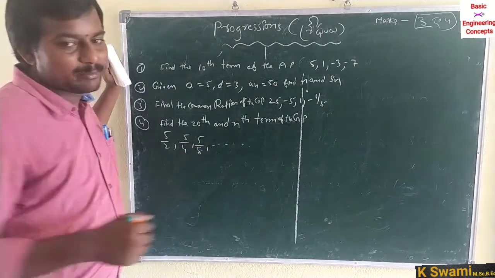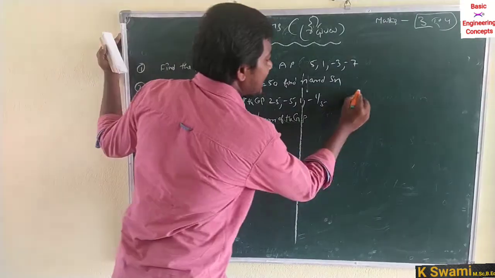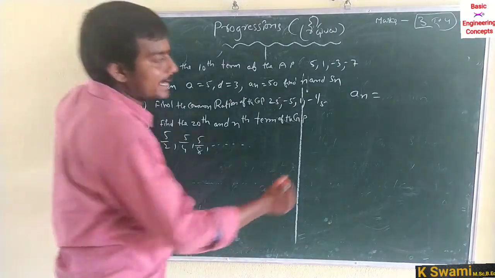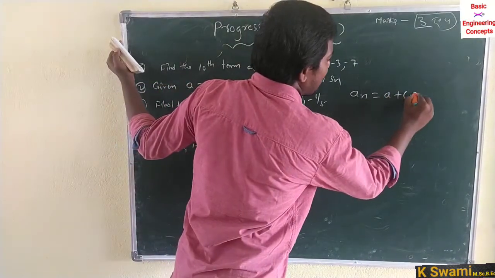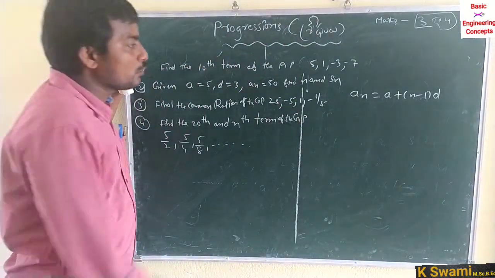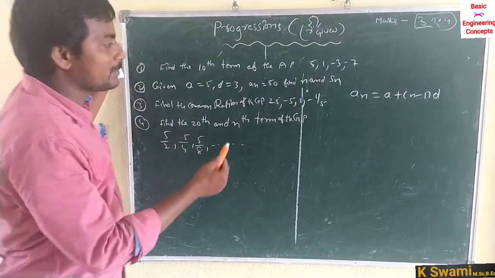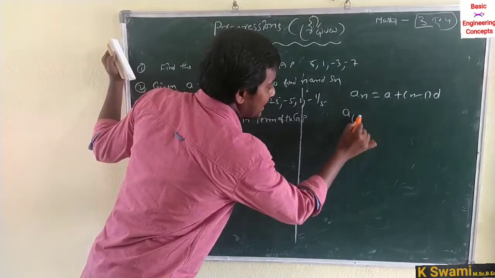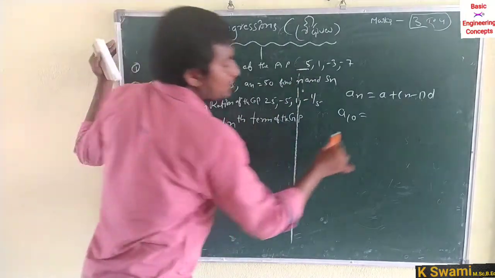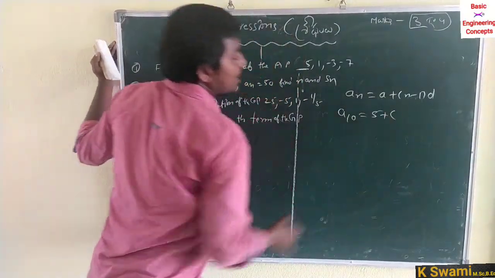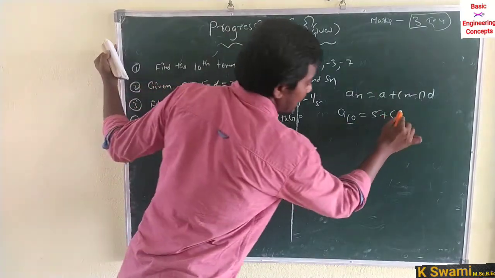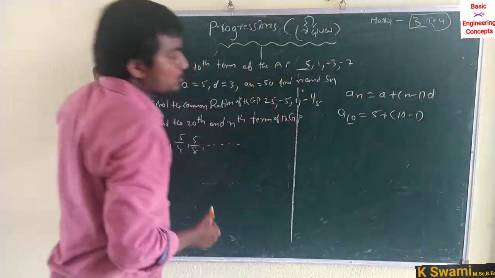The nth term in AP, an, is equal to a plus n minus 1 into d. To find the 10th term in AP, A10 is equal to a plus n minus 1 into d. The first term in the given series is 5, so a is equal to 5. How many terms? 10 terms, so n is equal to 10, 10 minus 1 into d.